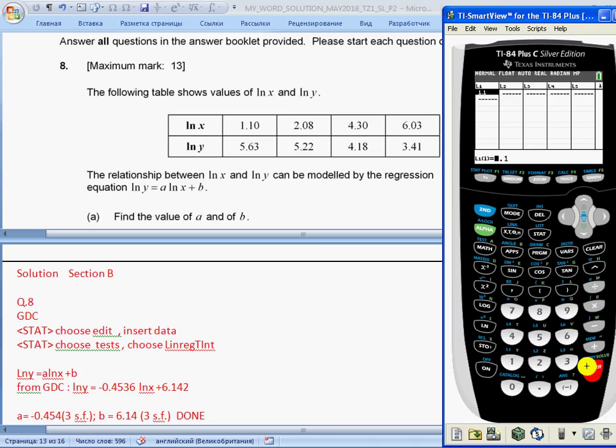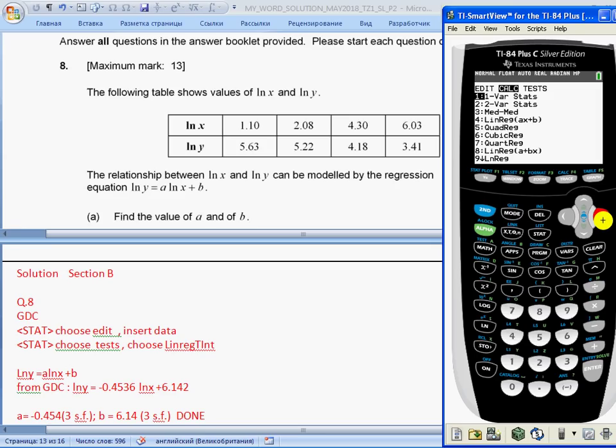1.1, enter. 208, enter. 4.3, enter. And 603, enter. Now we go to the right. 563, enter. 522, enter. 418, enter. 341, enter. Finished. Now we again press start.